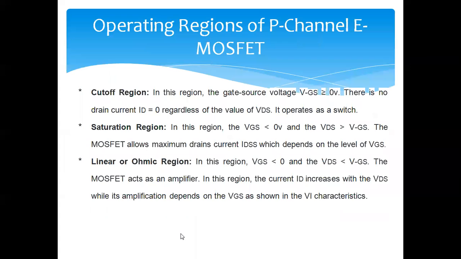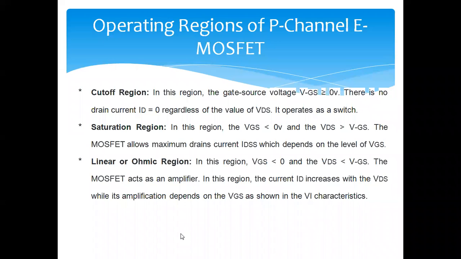Again, the operating regions of this P channel enhancement type MOSFET. What are the conditions to operate this MOSFET in the cutoff region? First of all, VGS should be greater than 0 volt. In that case, there will be no drain current regardless of the value of VDS.